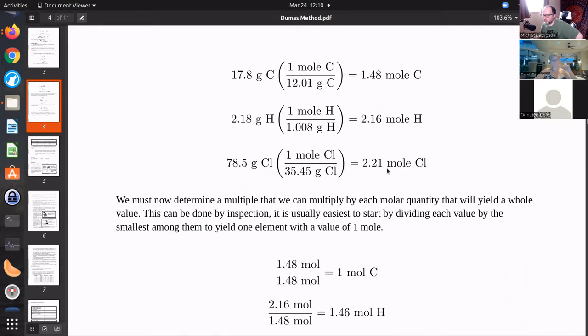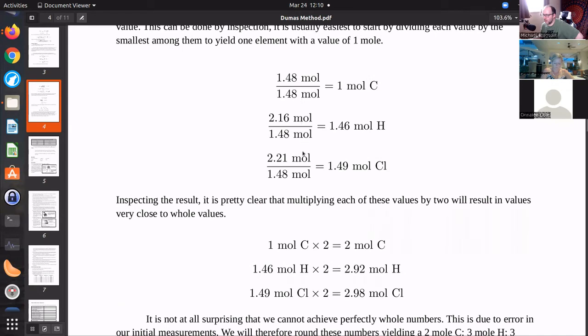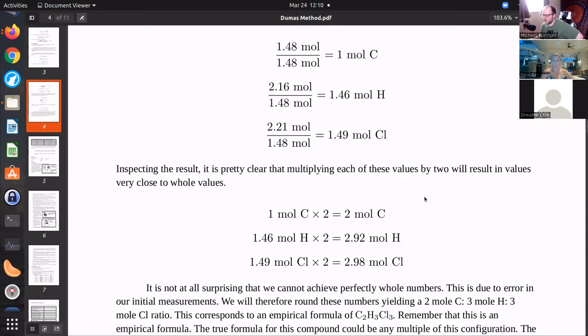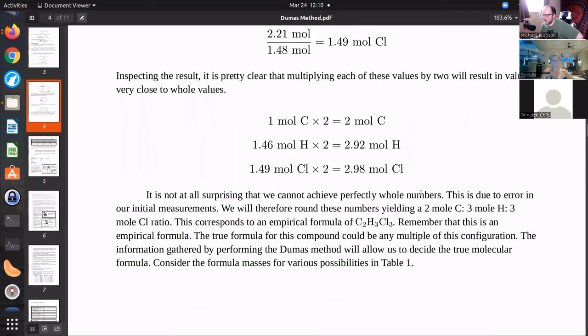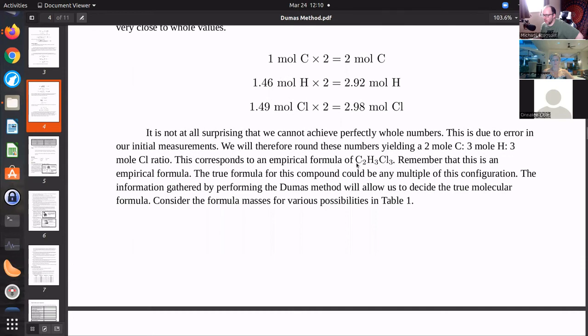I get the moles of each one. I recognize that this is the smallest number of moles here. I divide each one of the values by the smallest number. I get these ratios here. And then I multiply them all by 2 so that I'm close to whole numbers. So this would be like a 2 to 3 to 3 ratio. So that would mean that my empirical formula is C2H3Cl3. And you can see I put that in there right there.